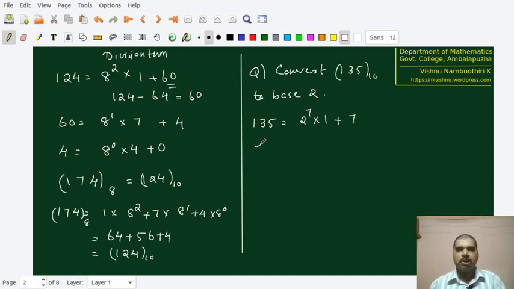Now the remainder is 7, and we cannot actually stop here. We know that the largest power of 2 contained in 7 is 2 raised to 2, which is 4, but we cannot just write like that.